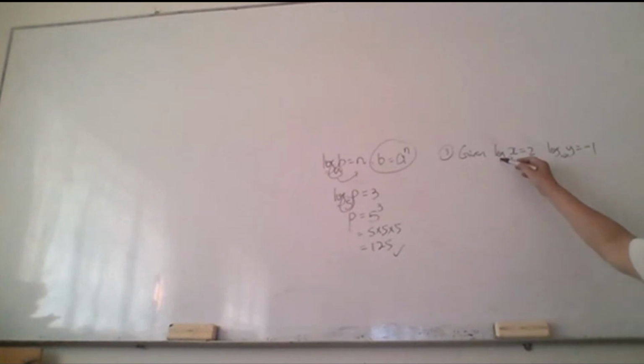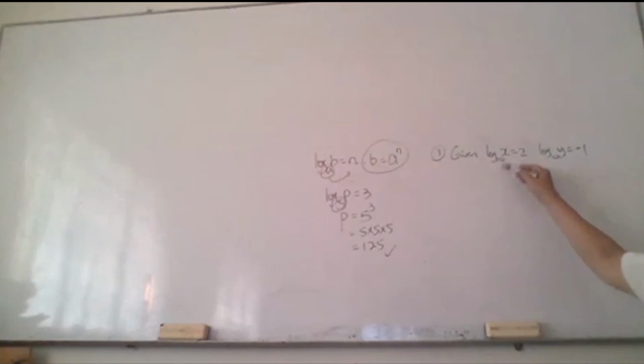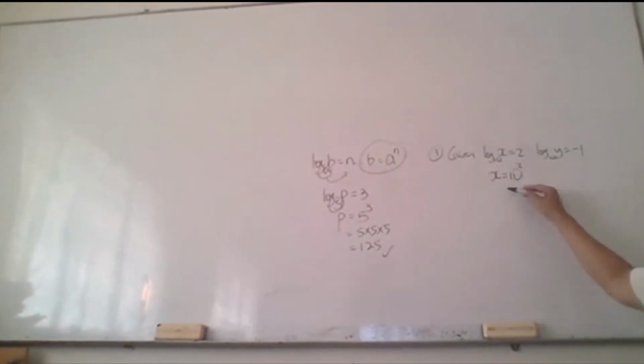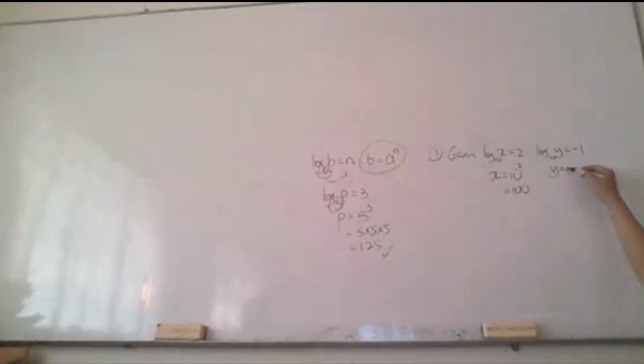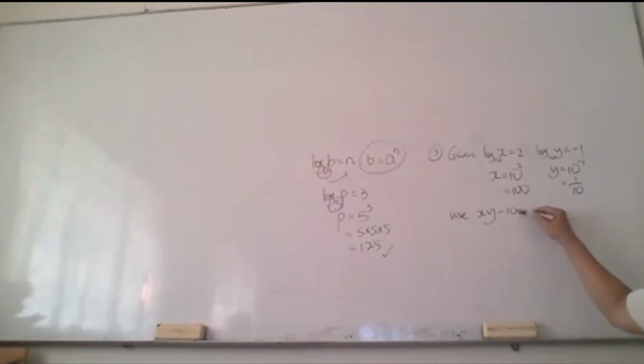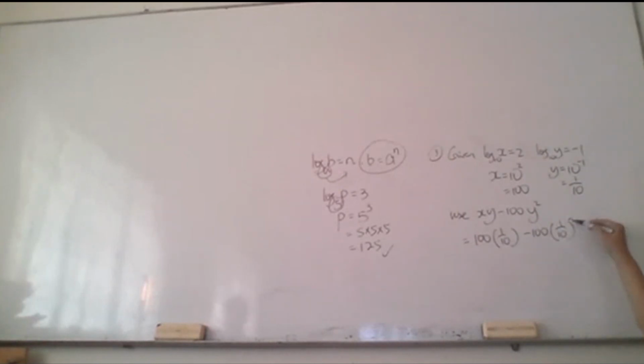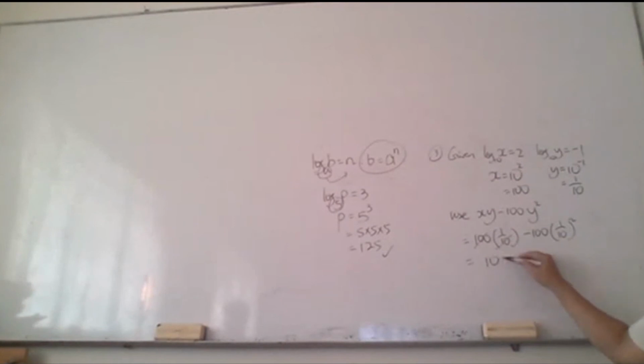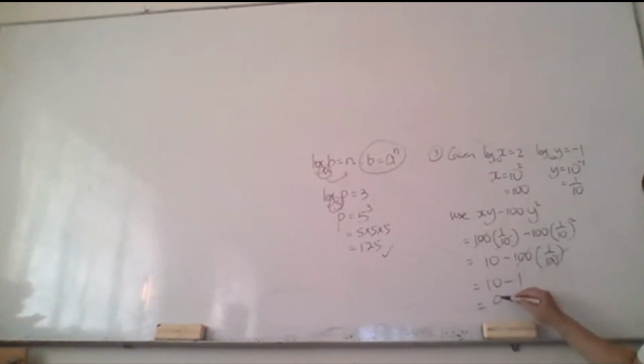So how to show? Simple. Can I change my log form to index form? Answer is yes. So x will be 10^2, becoming 100. y will be 10^-1, becoming 1 over 10. So that I'm going to use xy minus 100y squared: 100 here times 1 over 10 minus 100 times 1 over 10 squared. And cut, you get 10, hundreds, and multiply 1 over 100, cut, is 10 minus 1, then you get 9.